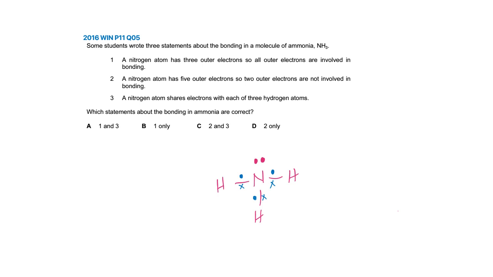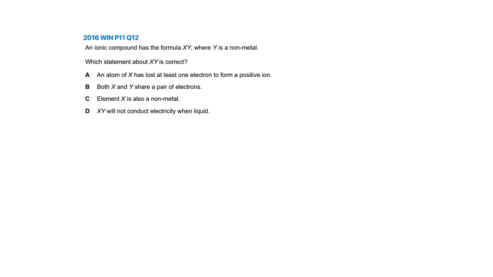So let's take a closer look at the question. A nitrogen atom has 3 outer electrons, so all outer electrons are involved in the bonding. It has 5 outer electrons. A nitrogen atom has 5 outer electrons, so 2 outer electrons are not involved in bonding, exactly what I said. A nitrogen atom shares electrons with each of 3 hydrogen atoms. That's absolutely true. 2 and 3 are correct. The answer is C. Right?